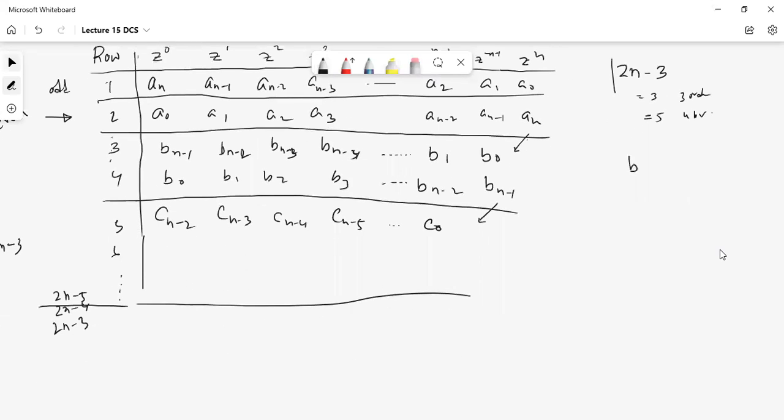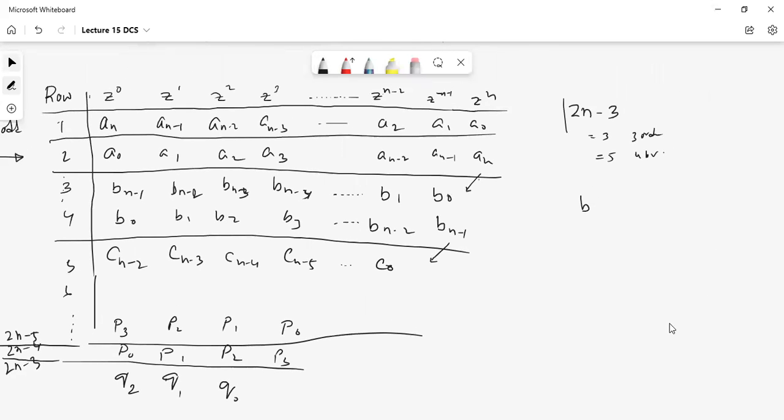So we can write these three rows in this pattern, that is P3, P2, P1, P0, then the even will be just the alternative, reverse ordered: P0, P1, P2, P3, and the last one will be Q2, Q1, and Q0. Now you may be asking how this table has been formed.